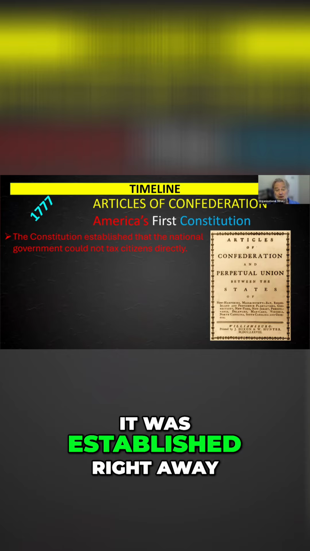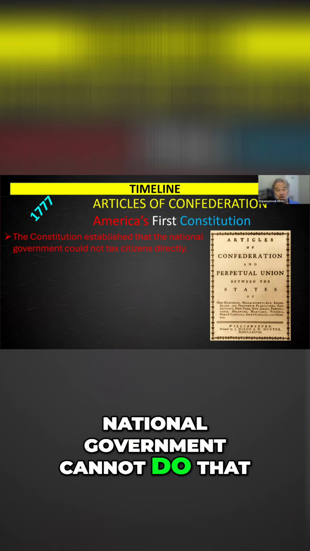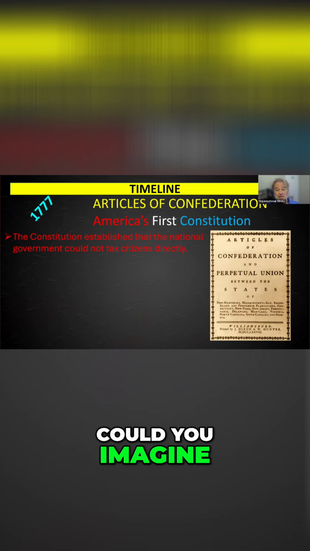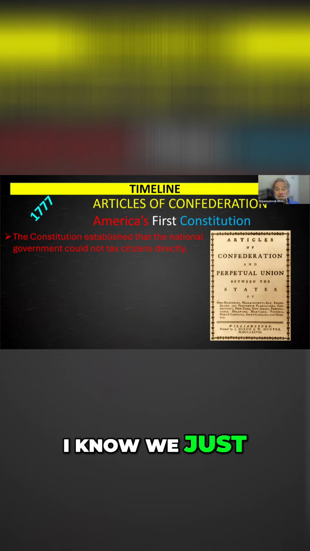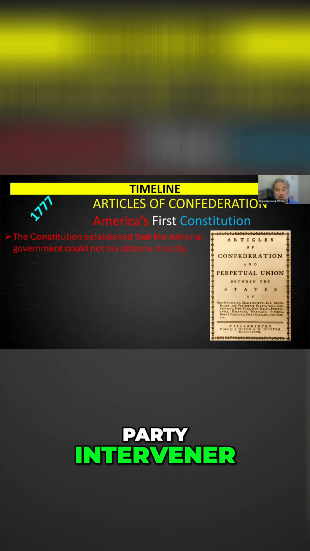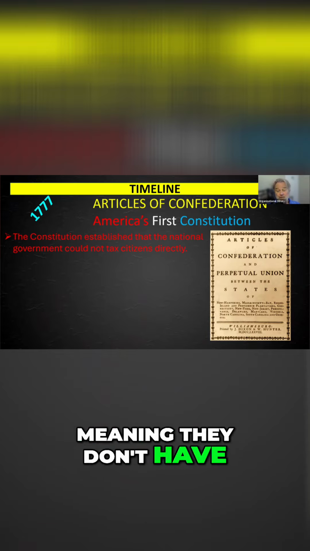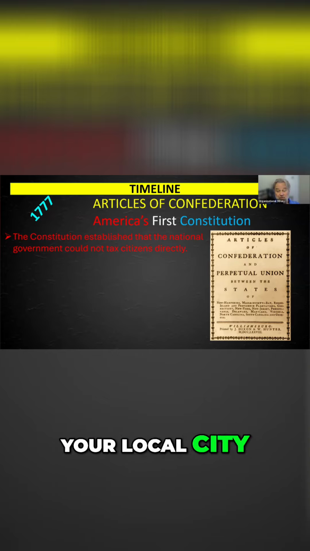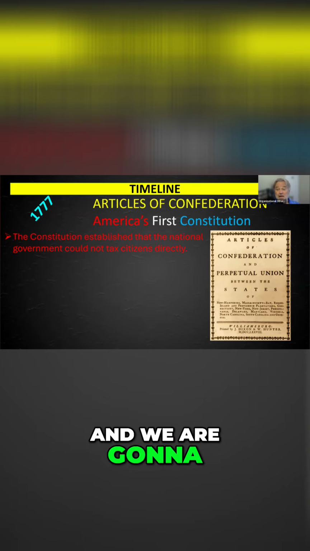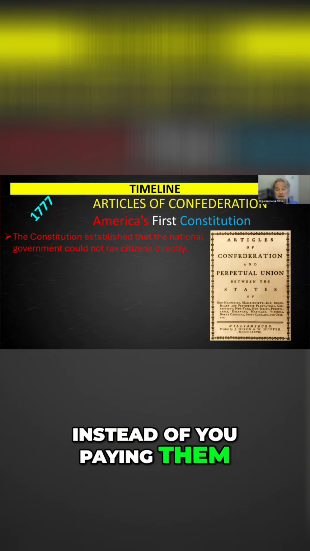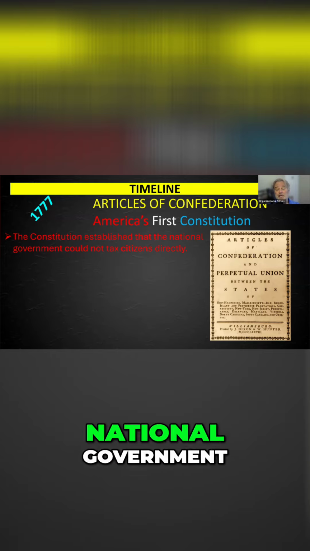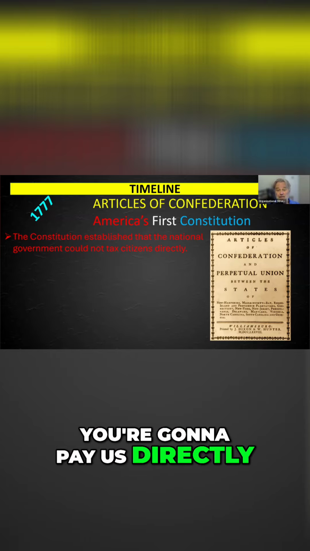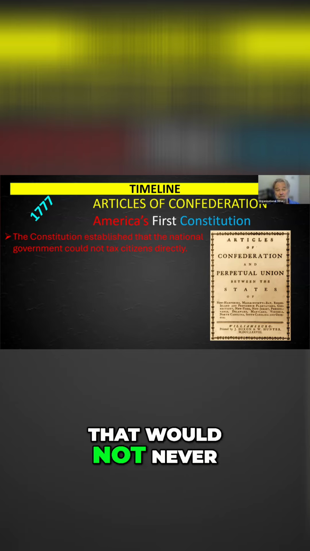It was established right away. National government cannot do that. Why would they do that? Could you imagine? Hey, I know we just escaped a third party intervener. Third party meaning they don't have anything to do with your colony, your local city, your local state. And we are going to, instead of you paying them, England, we're going to form a national government. You're going to pay us directly. That wasn't going to fly. That would never have flown.